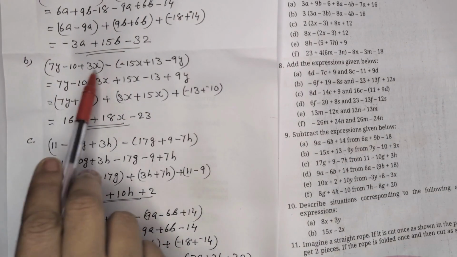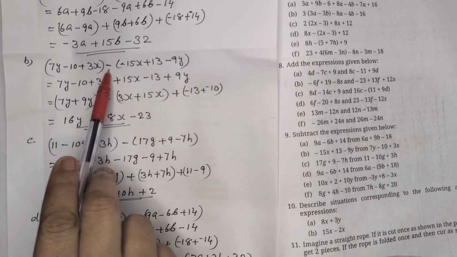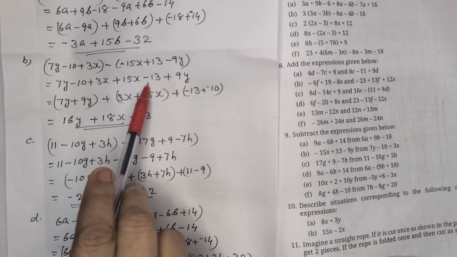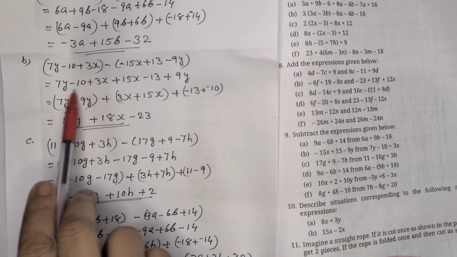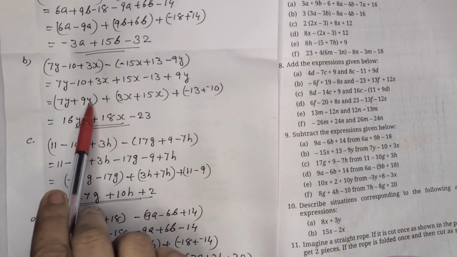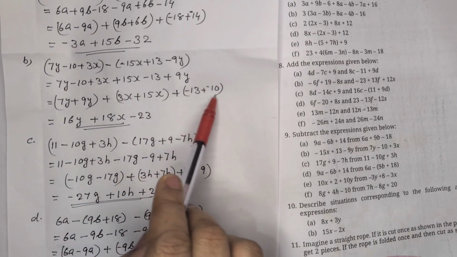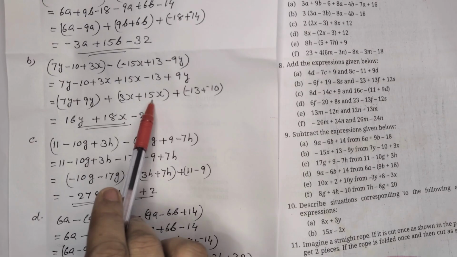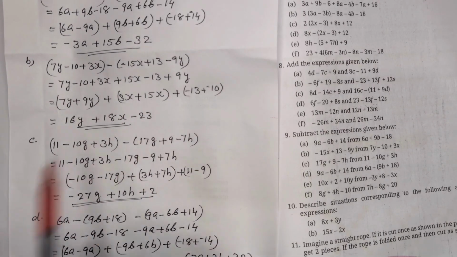So open the bracket, the first one same as that you can write. When we are opening the second bracket, apply the minus sign. Minus into minus plus, so plus 15x. Minus into plus 13, it will become minus 13. Minus into minus plus 9y. Then like terms together. 7y plus 9y, 3x plus 15x, minus 10 plus minus 13. 7 plus 9, 16y. 3 plus 15, 18x. And minus 13 plus minus 10, minus 23.